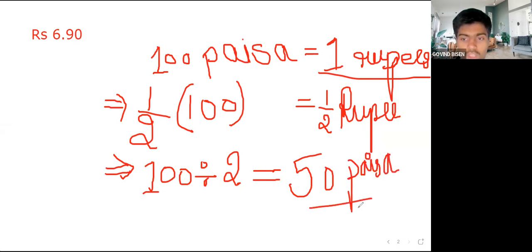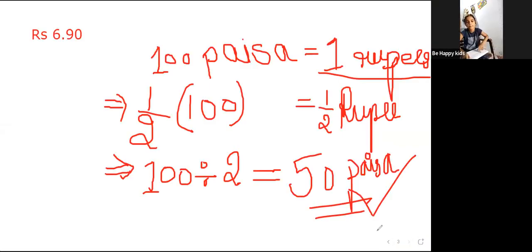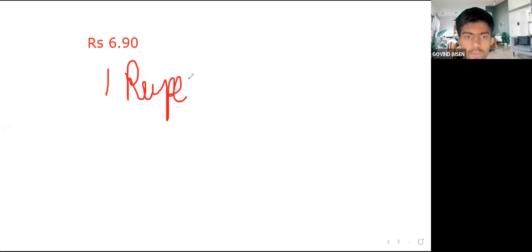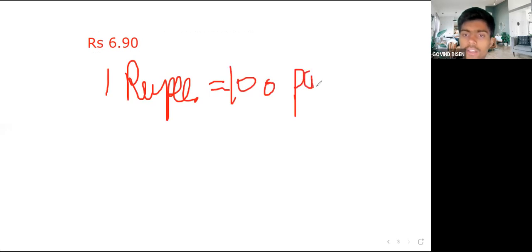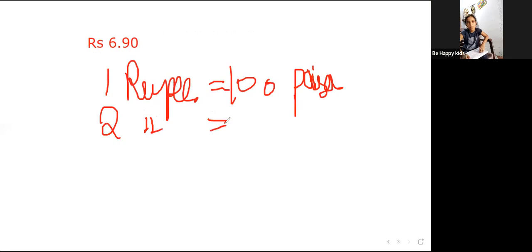So if somebody asks you how much is half a rupee, how much will you say? 50. Yes, it is 50 paisa. Now what we had to do, we had to convert this rupee. Suppose we have 1 rupee, 1 rupee equals 100 paisa. If I take 2 rupees, how many paisa will it be?